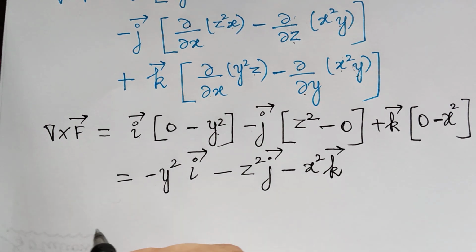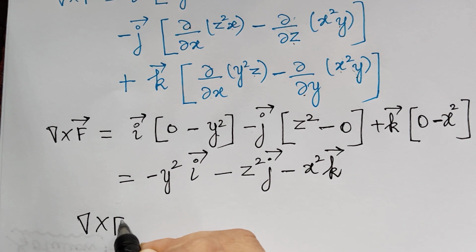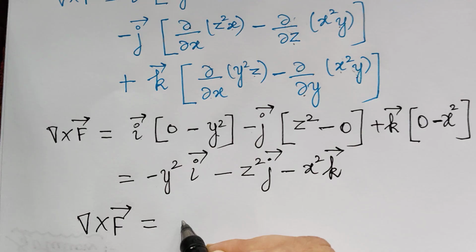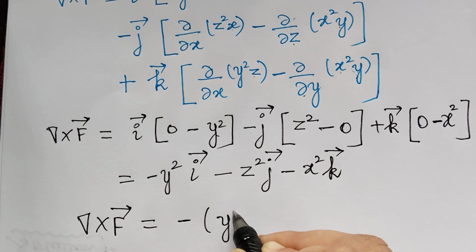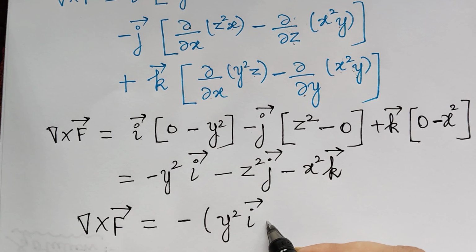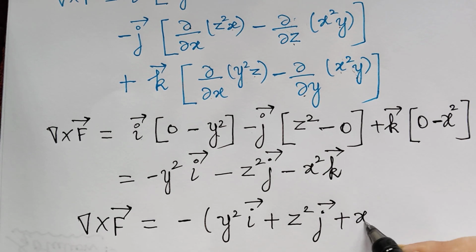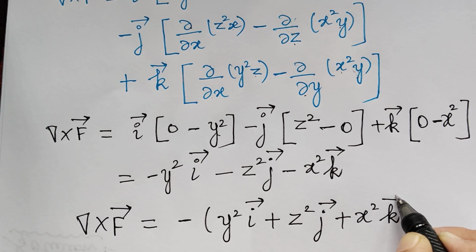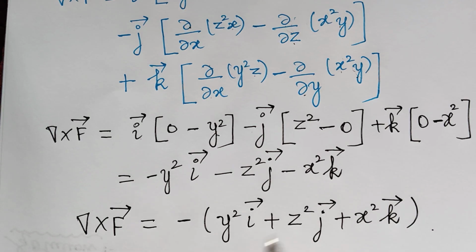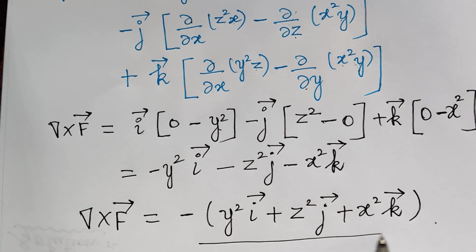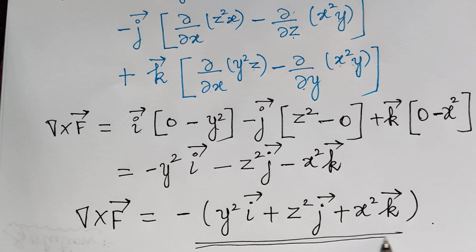Since we have minus in all the terms, we can take it common, and ∇ × F vector will be equal to negative of y² i vector plus z² j vector plus x² k vector. So this is the solution. So this is how we have to find the curl of a given vector point function.